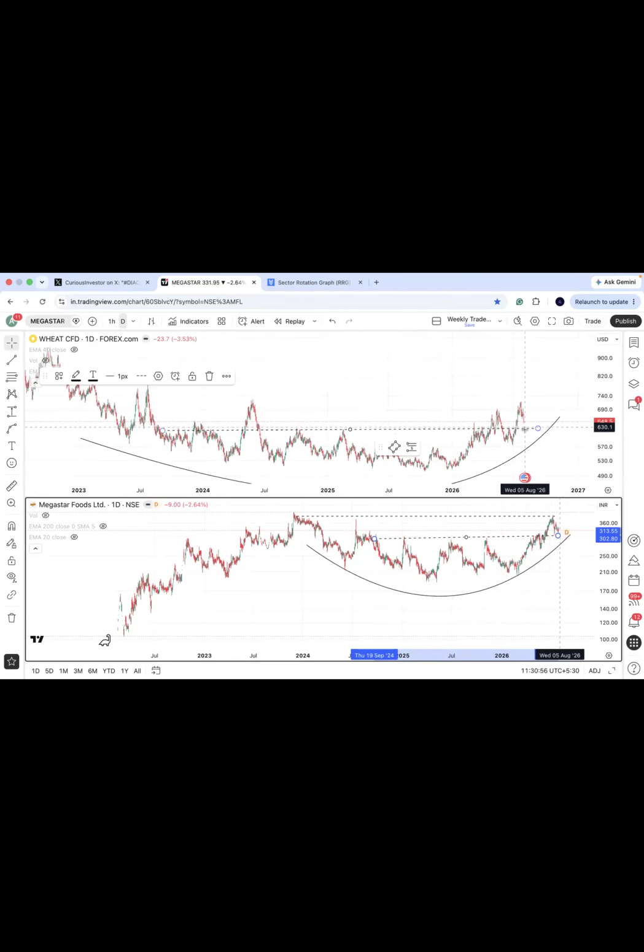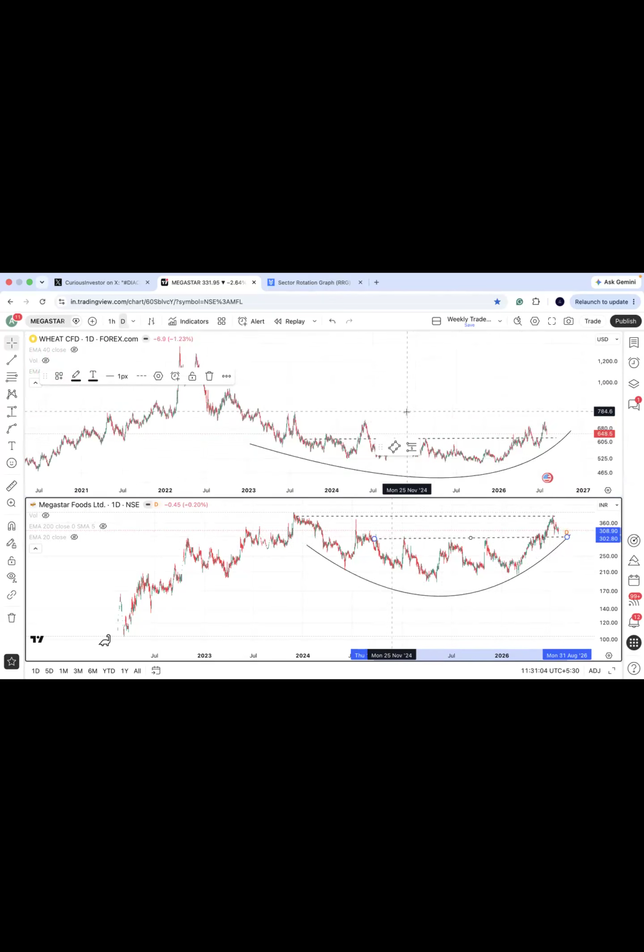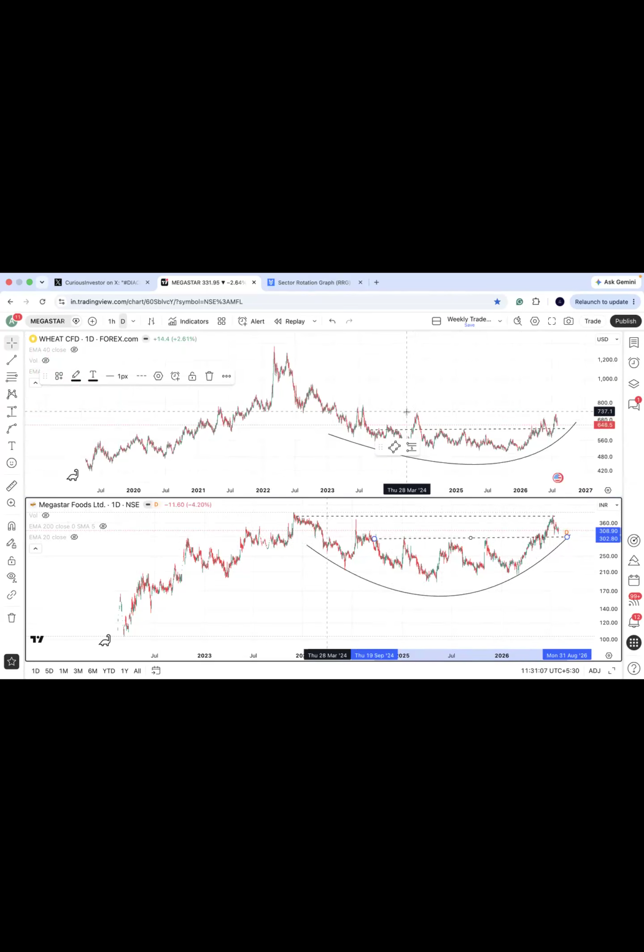So that will become the support. And Megastar Foods would ideally take support as well from the level of 300, like 290 to 310 levels. So the wheat and the Megastar Foods are still not in momentum, but they are in a stage one accumulation, where accumulation is happening.